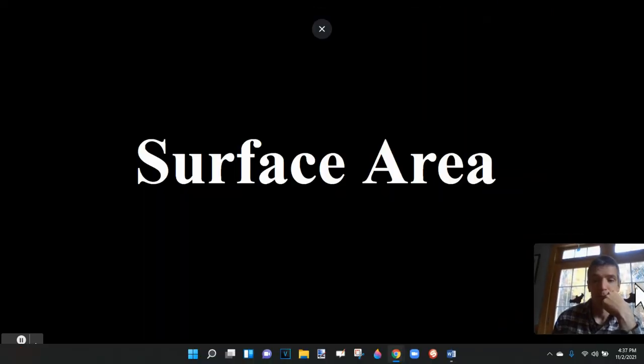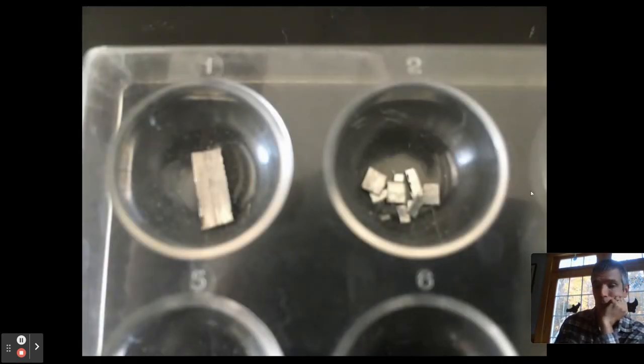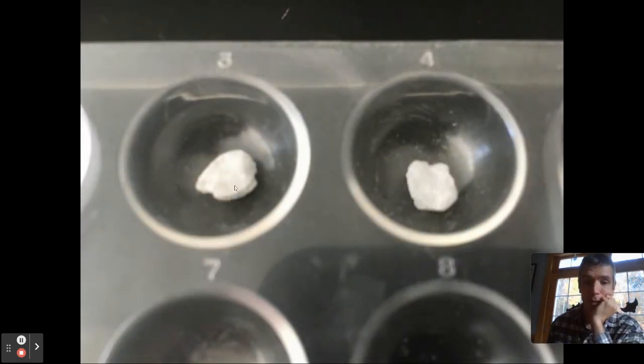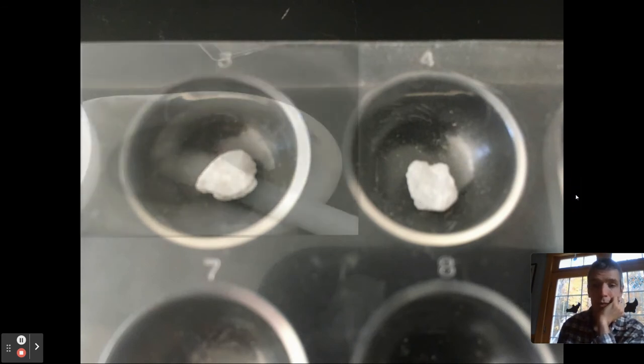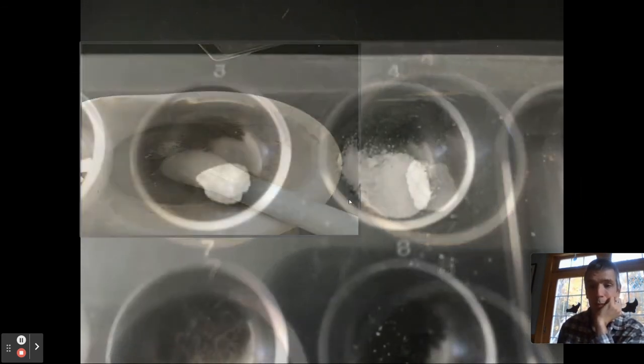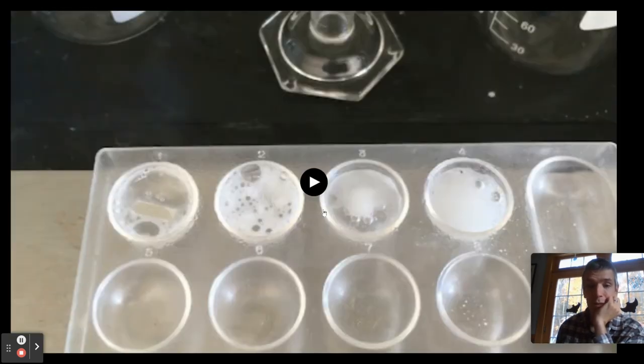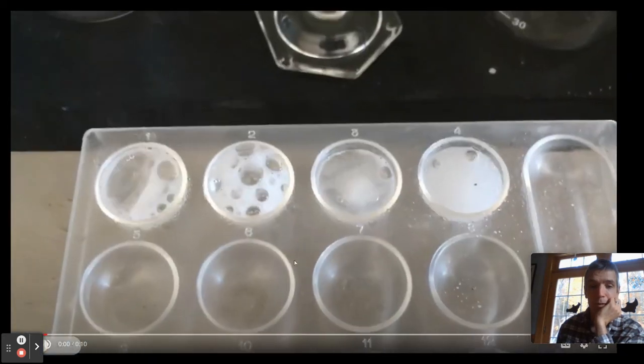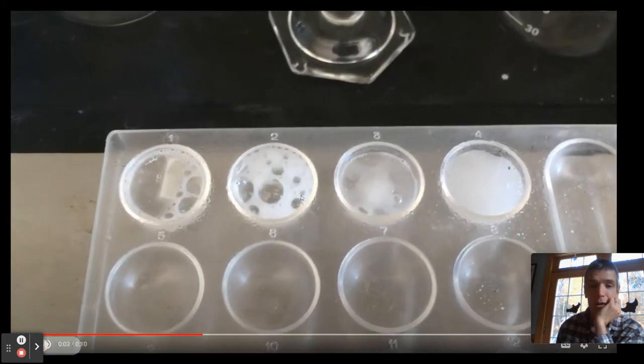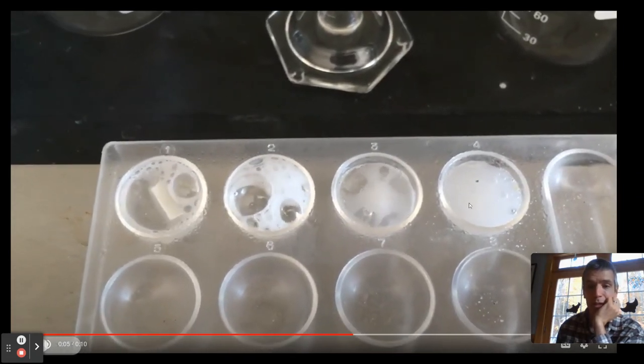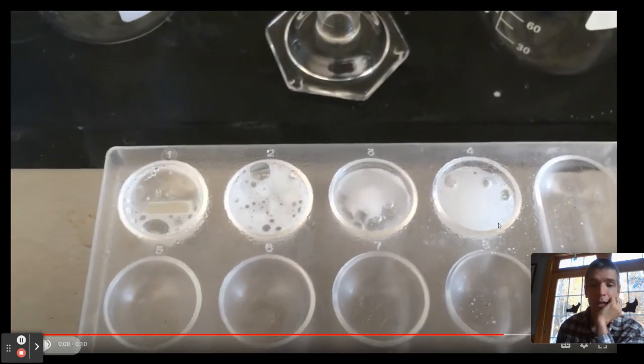All right, surface area. For surface area, what I did is I started with some magnesium, cut it up into little bits, and put it in a microwave plate. This is calcium carbonate. I took that, crushed one of them up, and put it in powder form. Then I reacted both of these with hydrochloric acid. And you can see which ones are reacting, the ones with the larger surface area. You can see the froth. You can't even see it there, and then here it's a lot more reactive.